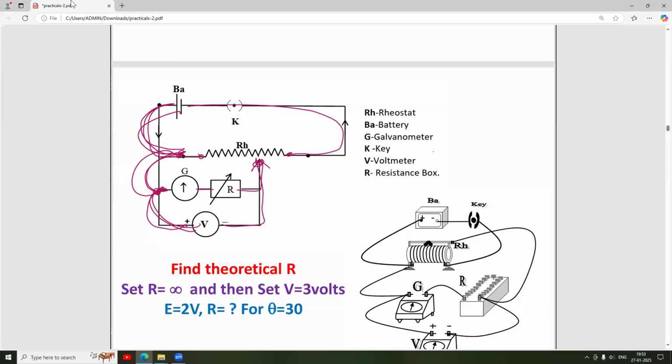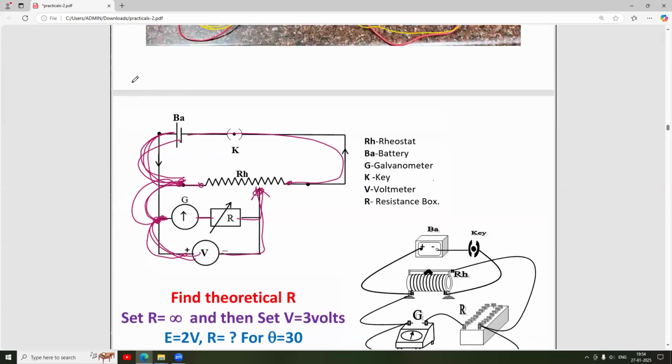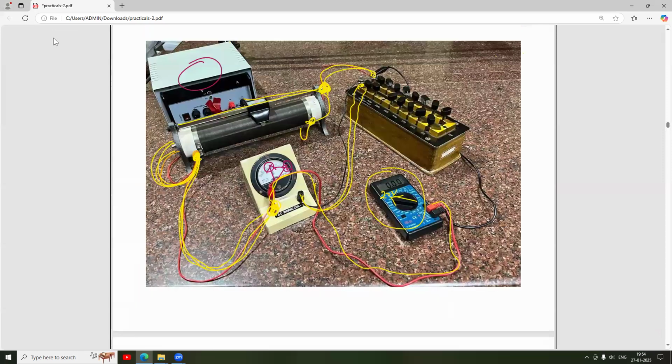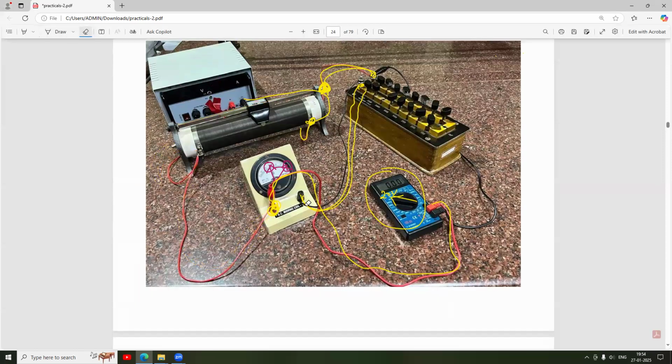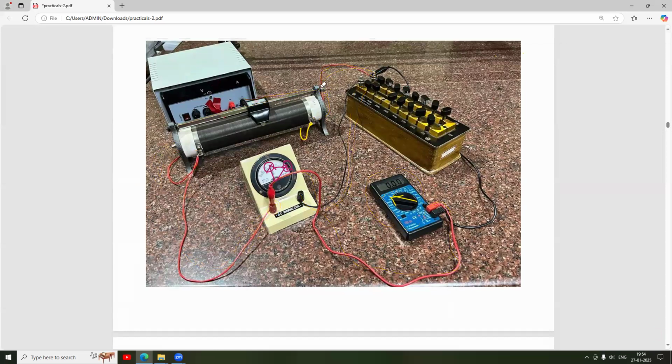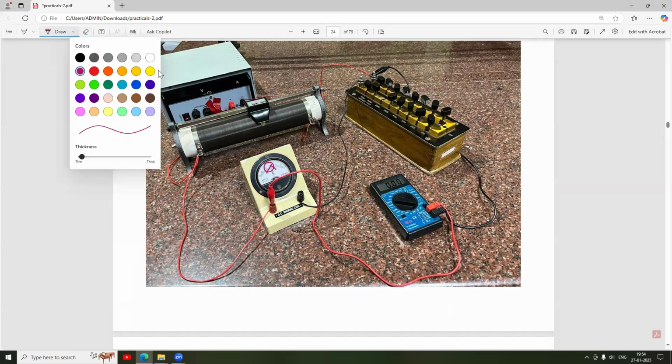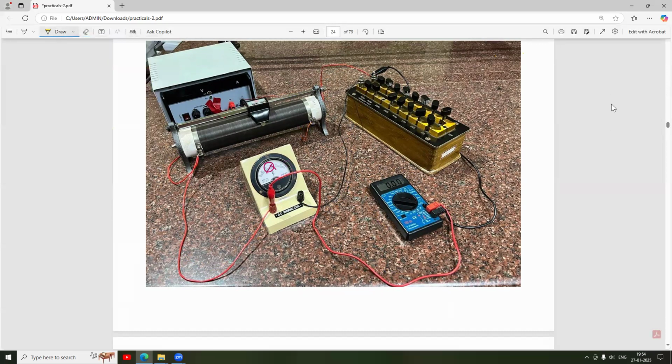Okay. So once this connection is done, how to carry on with the experiment? It is done like this. So first, I'll remove all the unwanted things here. I'll change the colors also. I'll go for some yellowish color. Now, what you have to do is, initially this is infinity, you see. Yeah, the resistance R is infinity.